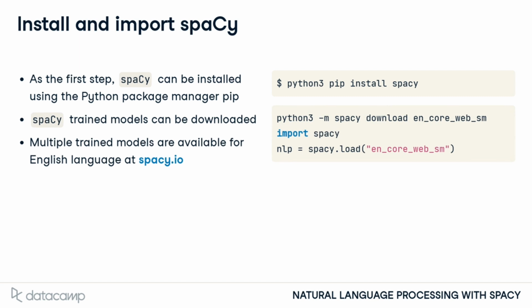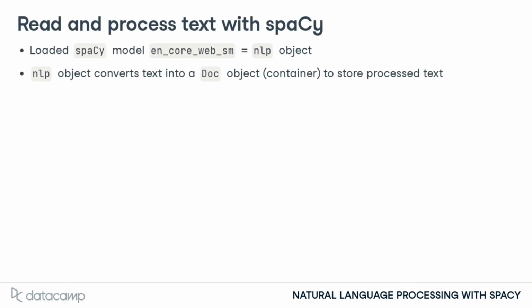After downloading the model, we import spaCy and create an NLP object by passing the model name in quotation marks to the spacy.load function. spaCy has multiple trained models for the English language that are available for download from the spacy.io website. Now that our NLP object is ready, we can move on to reading and processing text.